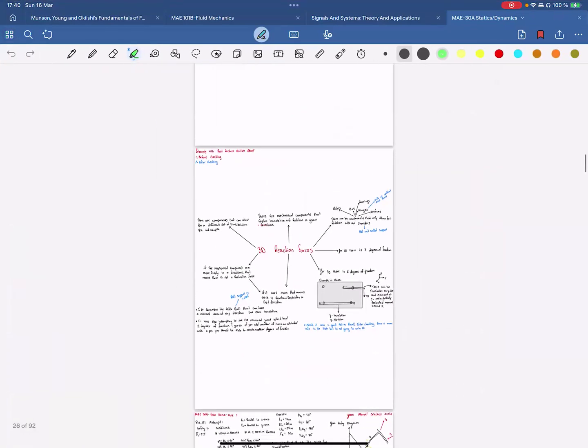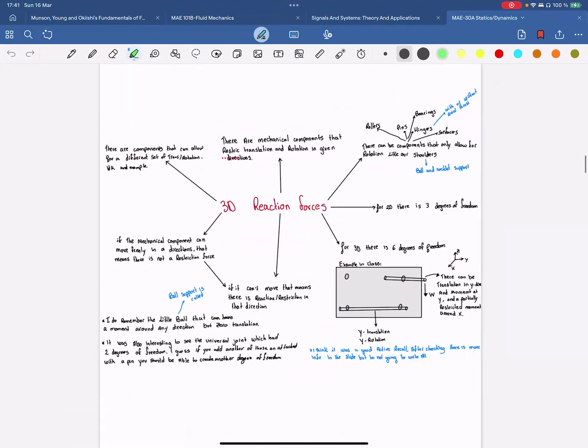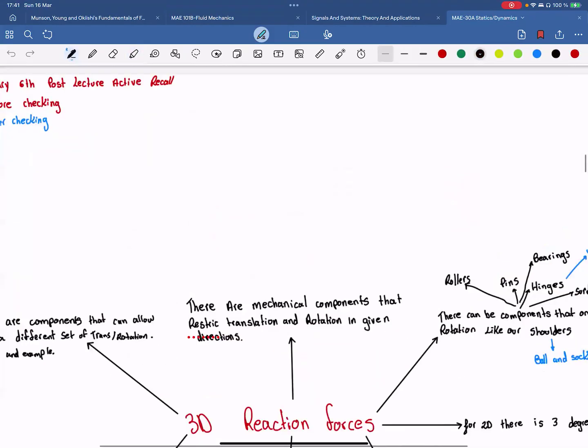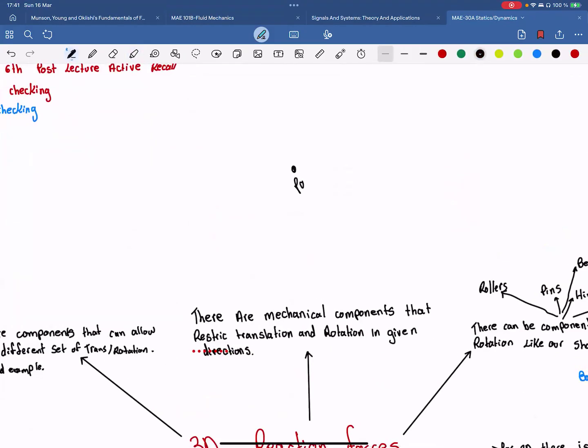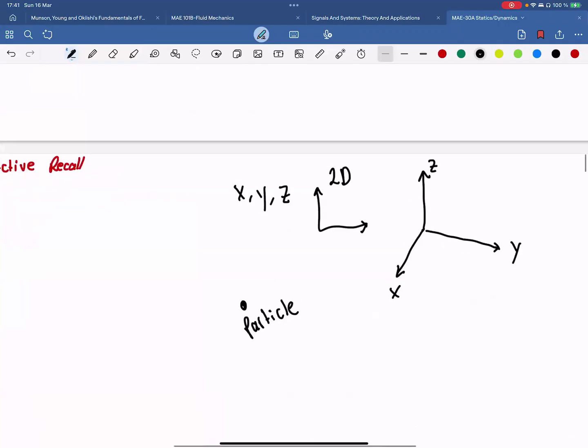So the first lecture was on particle dynamics. When we have a particle, that particle has a set of forces. It can be in X or Y, or it can also be in 3 dimensions. This will be 2D, and in 3 dimensions, it will be like this. Let's call this Z, X, Y. It doesn't matter, as long as I keep everything on track. This will be a problem in 2D, and this will be a problem in 3D.